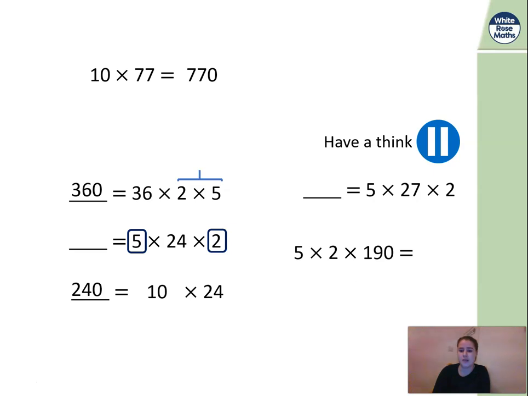Pause this video and have a think and see if you can work out the calculations to these two sums that you can see on the screen. Right, let's go through them together. So 2 times 5, we know that we can move these two numbers around as 10. 10 times 27 is 270. Same for this one. 2 times 5 we know is 10. So 10 times 190 is going to be 1,900.